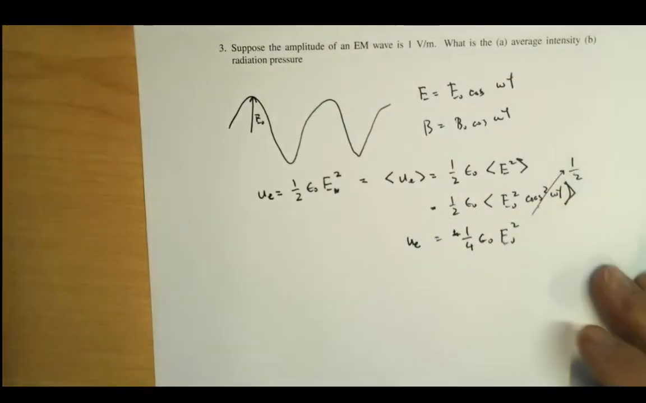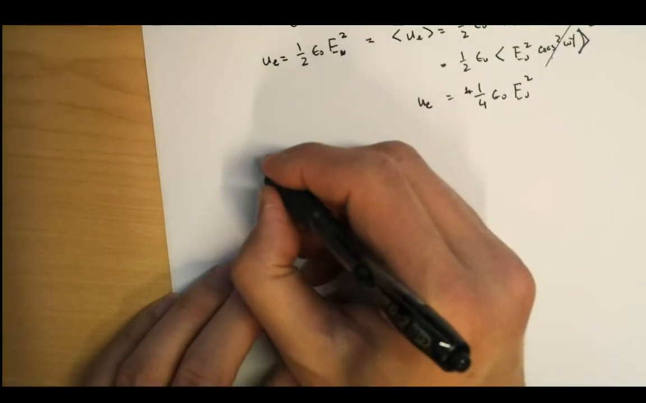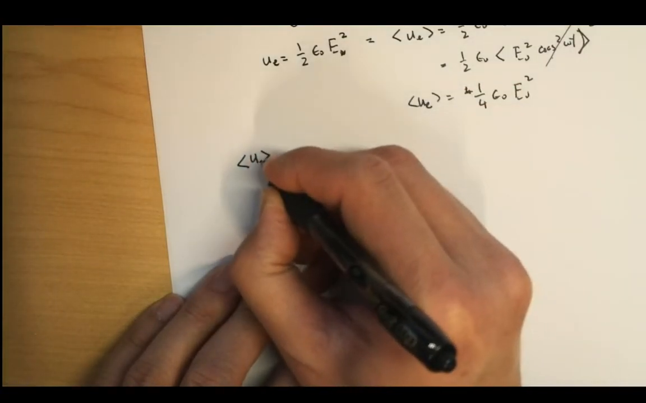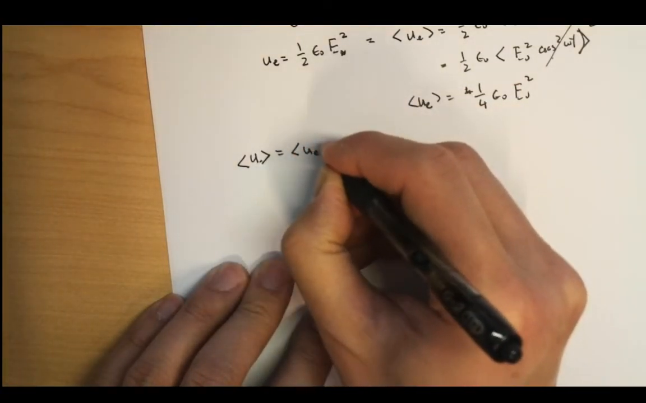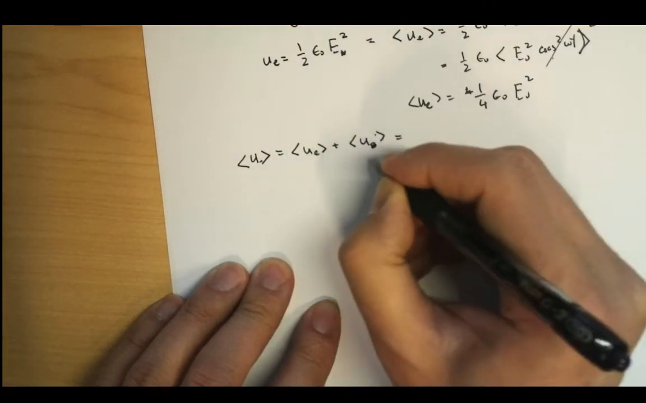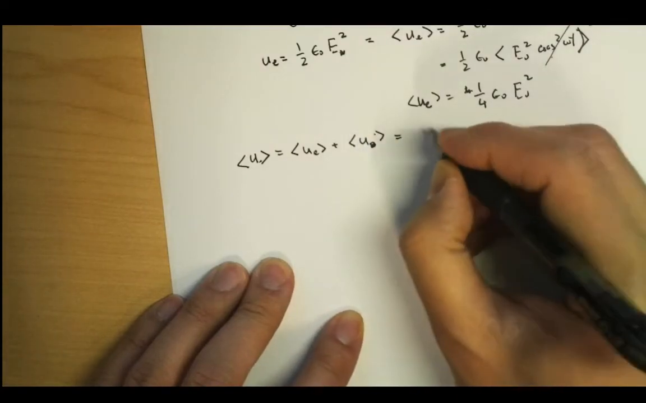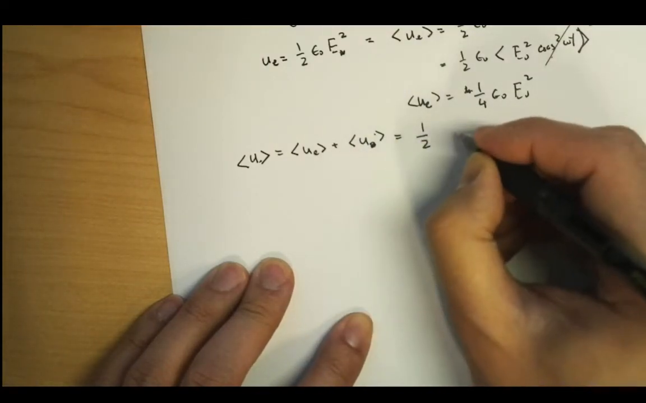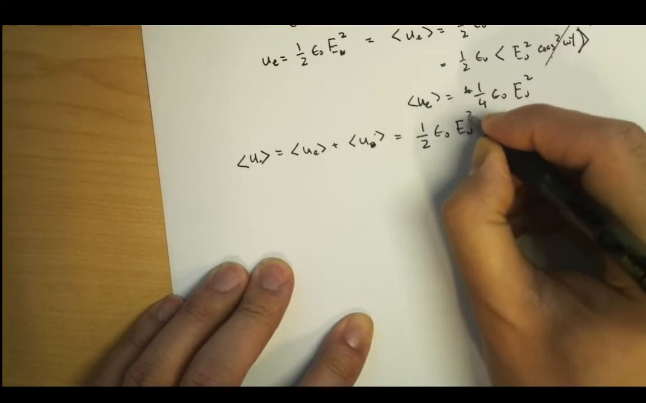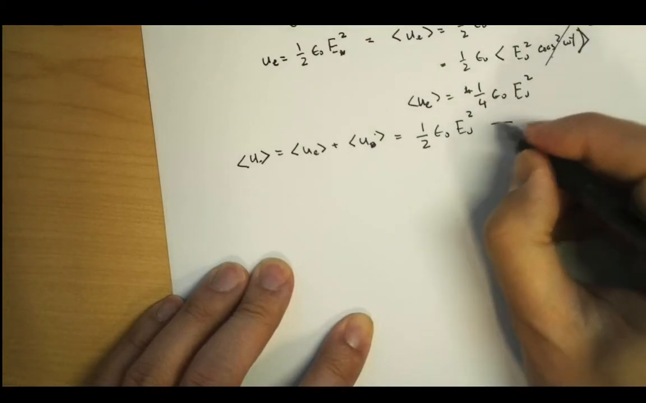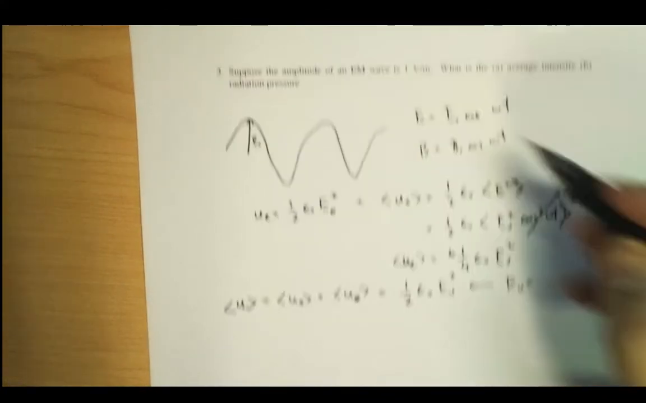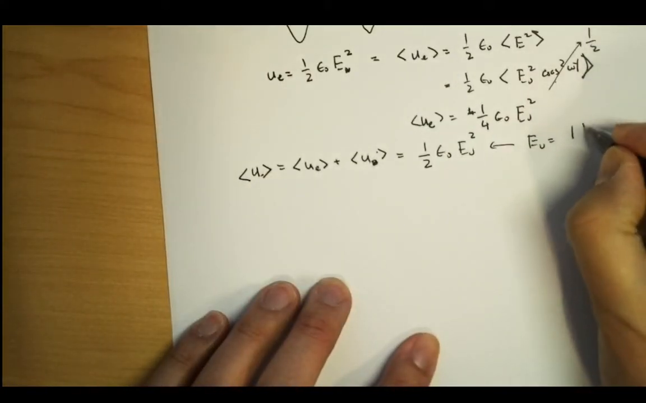Now, the other critical piece is that the average energy density is just the average U_E plus the average U_B. There's a magnetic field part as well. This also gives me a 1/2. So the result is 1/4 plus 1/4, which is 1/2 epsilon 0 E0 squared. Now this E0, as we've given above, is 1 volt per meter.